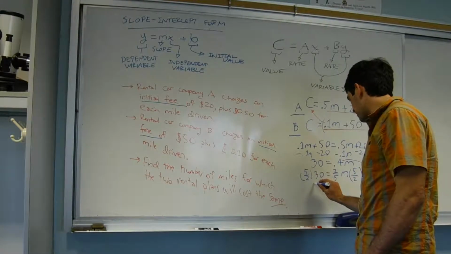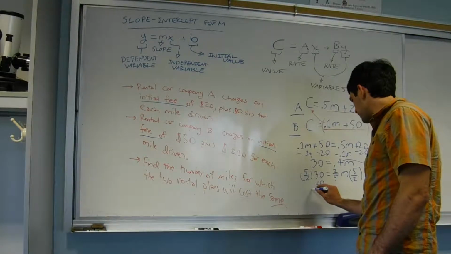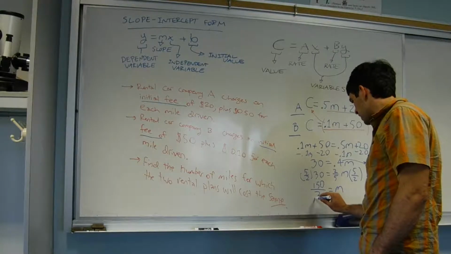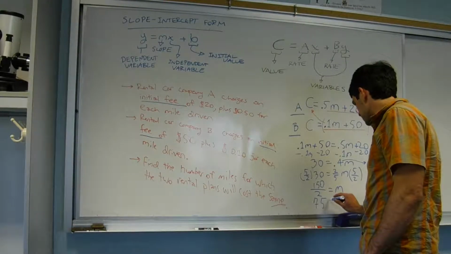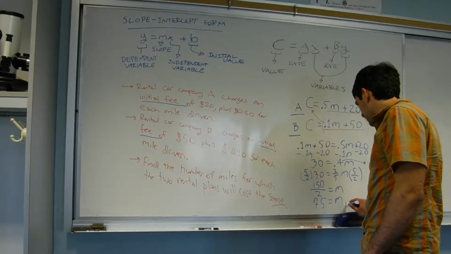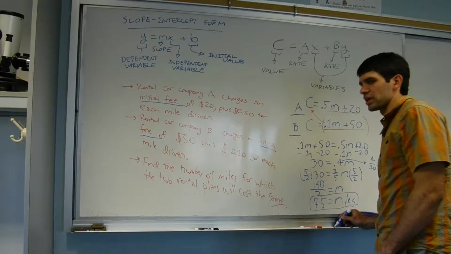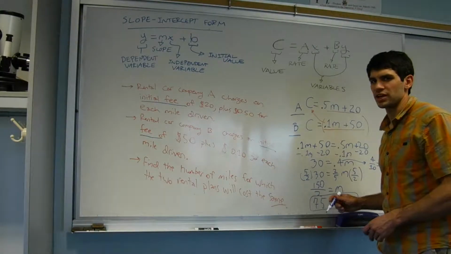And that will give us 150 over 2 is equal to the number of miles. And that means that the number of miles is equal to 75. So you've got to drive 75 miles to break even using these two rental plans.